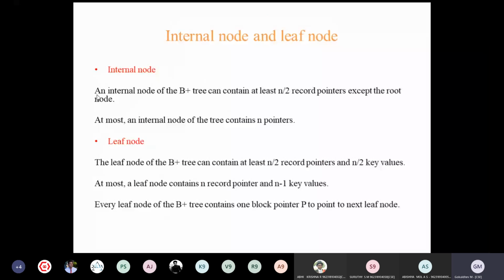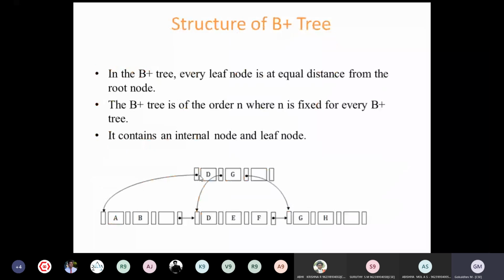Then some basic requirements: an internal node of a B plus tree can contain at least n by 2 record pointers. So what is meant by record pointers? These pointers, which are beside each and every node, we call them pointers. So this is one pointer, this is one pointer, this is one pointer, and this is another pointer. Every node will have this type of pointers to direct to other searches.